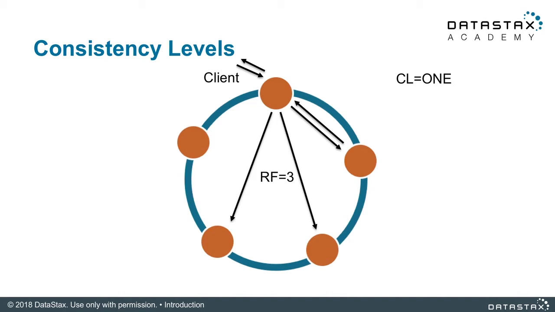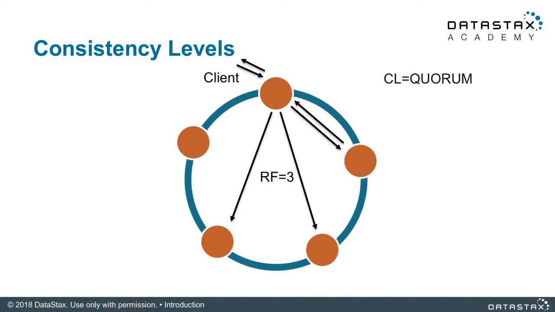Now, with CL of 1, because we only need one replica to acknowledge that write, you're going to get a lot more speed. So this is the fast consistency level. The data is still written to those other nodes. That is important to know. It's not that when you say CL of 1, I only want my data on one node. No, it's going to all the nodes. It's just how it gets acknowledged.